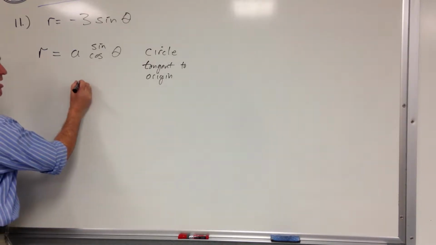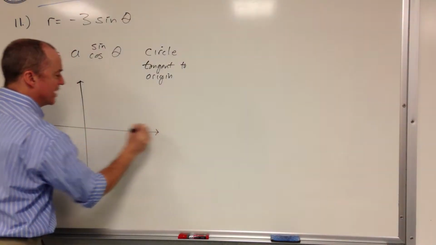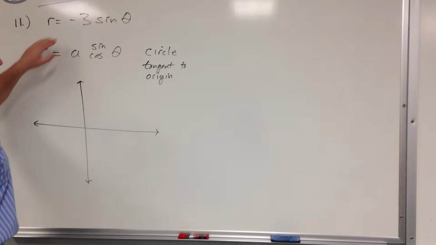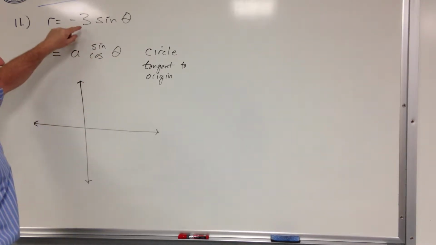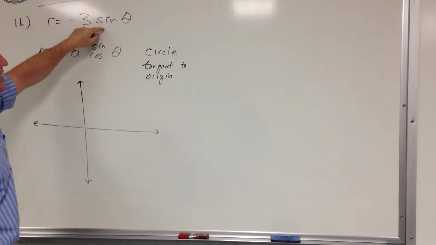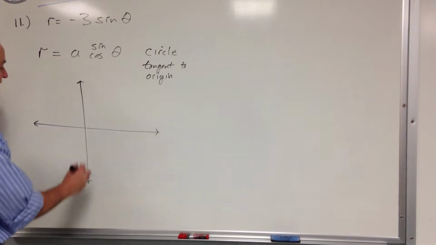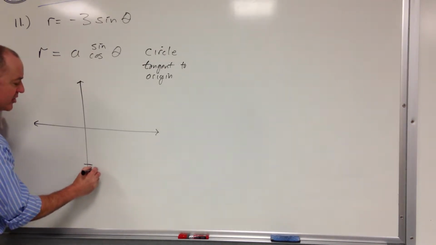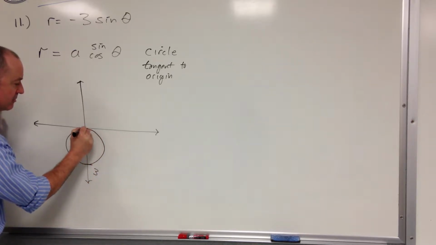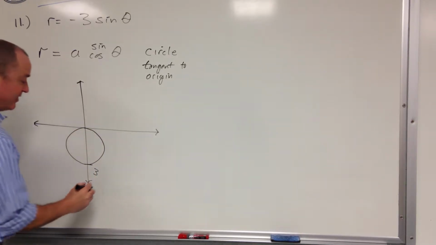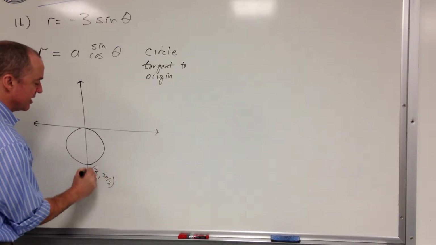In fact, if you're 100% certain about the pattern for this one, you can go straight to this step. It's a circle, it's tangent to the origin, the diameter is 3, because it's sine, it's on the y-axis, and because it's negative, it's going down. You can go straight down 3 units, and you can draw that circle. And this is the point 3, 3 pi over 2 in polar coordinates.